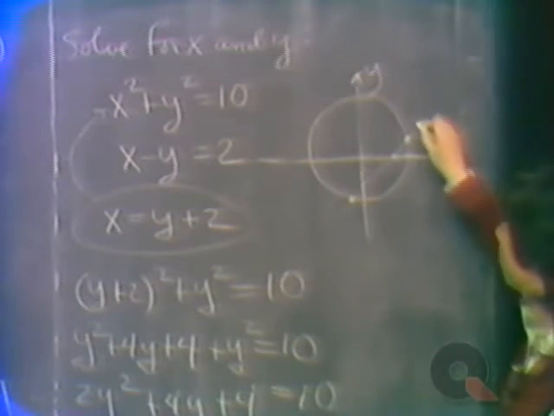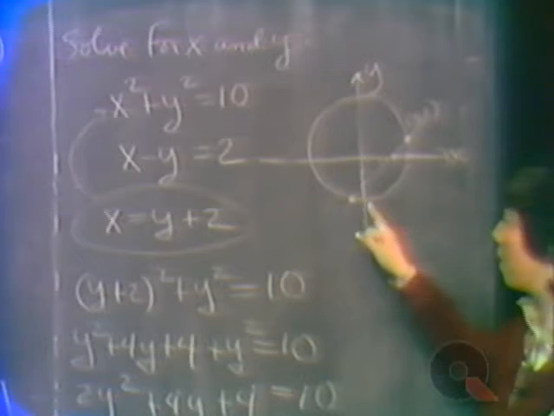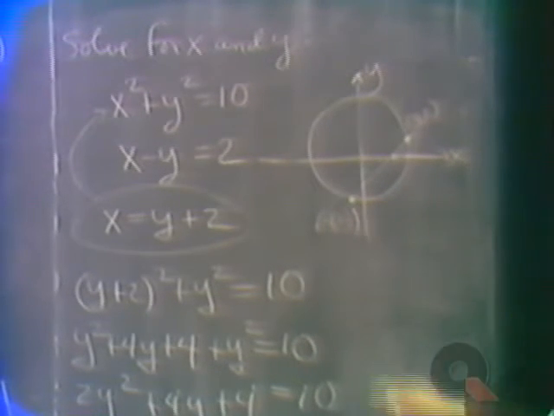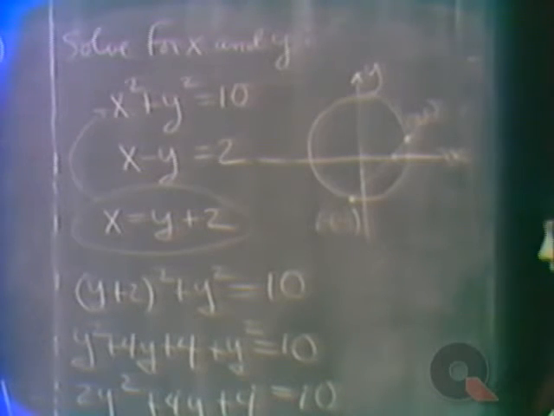The line intersects the circle at two points: one at the point 3, 1, and the other at the point minus 1, minus 3. Two places where the straight line intersected the circle. So that's the geometric interpretation of our problem.